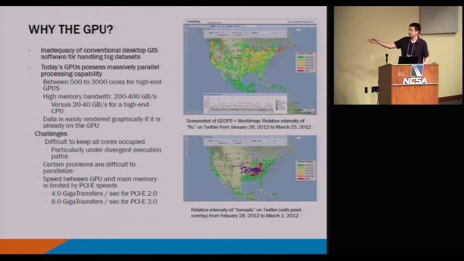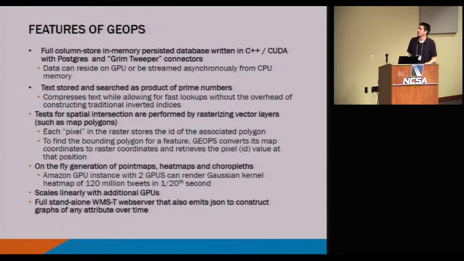Here, this data set has 100 million tweets. We're moving to real-time streaming for the upcoming elections, so that should be in the billions. Anybody can come onto this website and make heat maps and point maps, choropleths. Okay, so like I said, it's a column store, in-memory database. Text is stored as products. I came up with a system of storing text as products of prime numbers on the GPU. It basically allows for compression while also getting fast lookups.